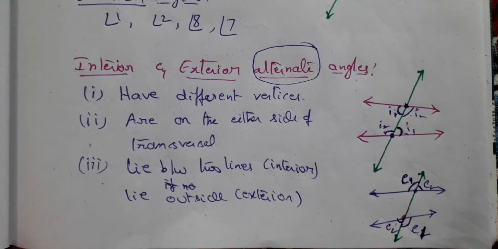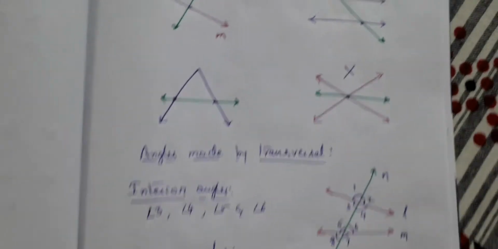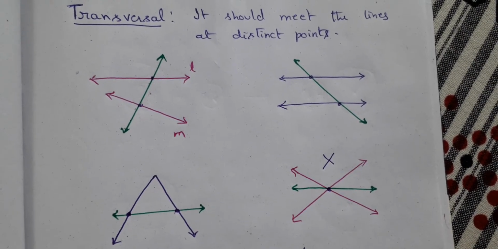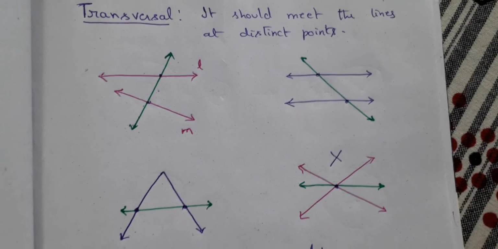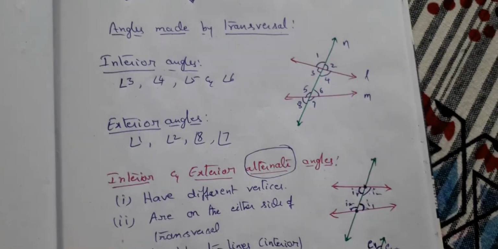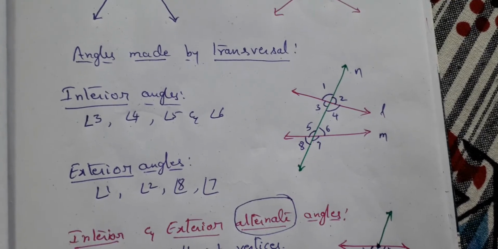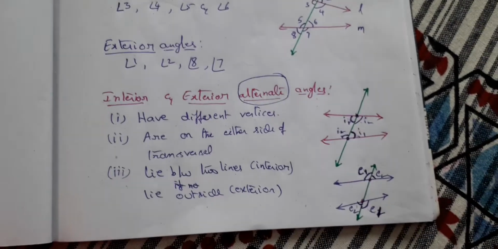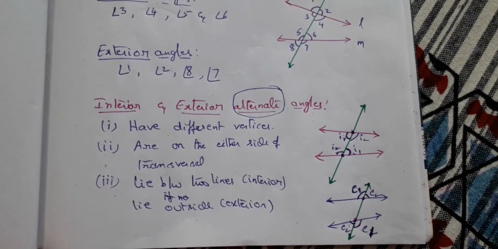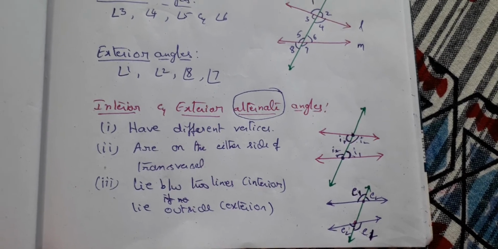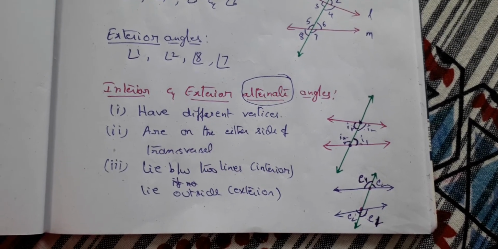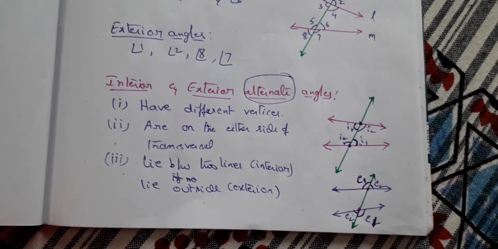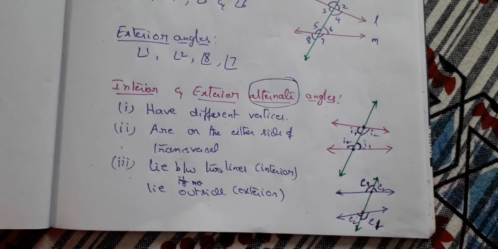Okay, so take a screenshot of these things. Transversal examples. Angles made by transversal: first interior and exterior angles, and then interior and exterior alternate angles. Here you will be talking about the pair of angles. So you have two pairs of interior alternate angles and two pairs of exterior alternate angles.